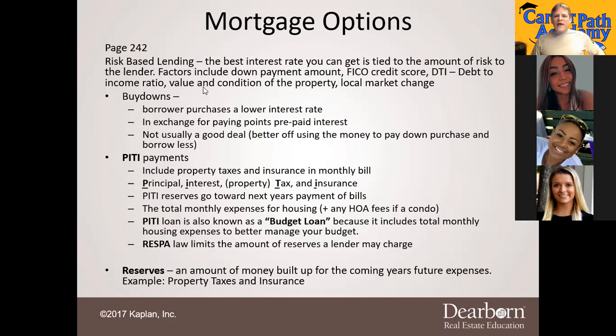So the value and condition of the property and what the local market's doing, and the down payment that the borrower's putting down. Oh, I put that there. Down payment, credit score, debt to income ratio, value and condition of the property, and the local market changing. Where's the market headed? All these conditions factor into the risk of the lender.